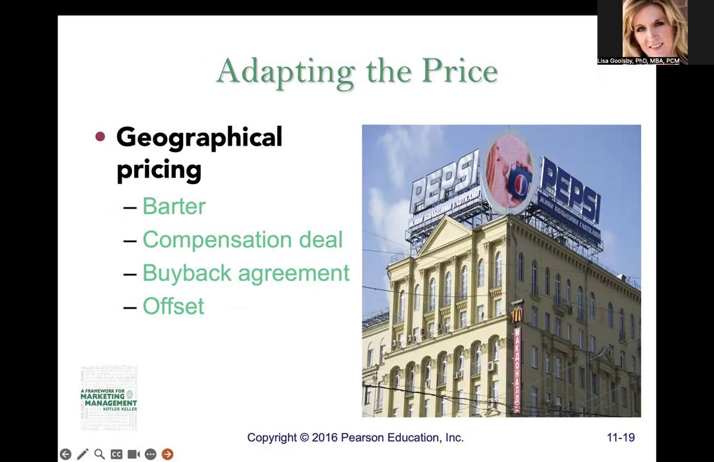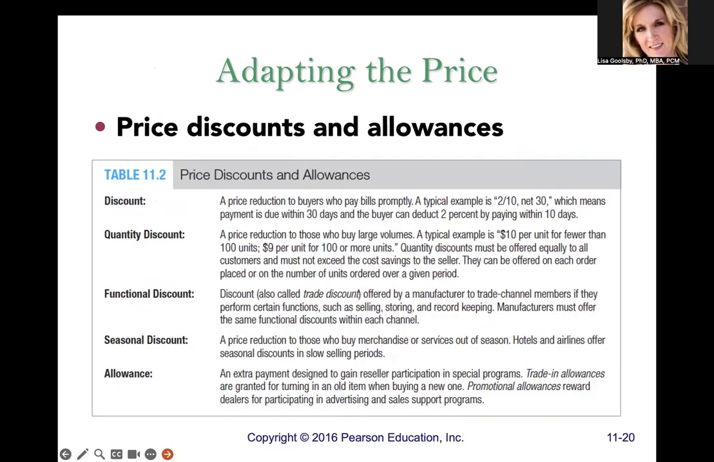So a lot of times there are geographical considerations that you would have to consider. And oftentimes, it comes through discounts. You might get quantity discounts, functional discounts, seasonal discounts, or sometimes you'll get allowances. If you've traded in a car, you've had what we call a trade-in allowance. A promotional allowance is going to reward a dealer for participating in an advertising or sales support program.